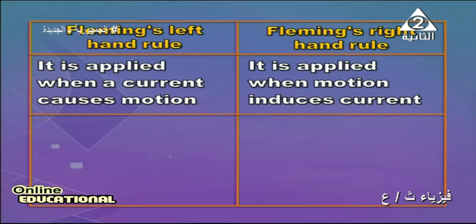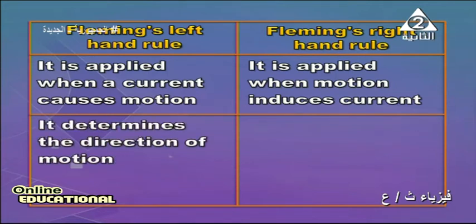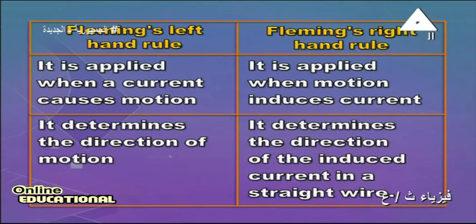Fleming's right is applied when we start with motion, and motion induces current. Your attention. We moved the wire, yes, between the two poles of a magnet, and a current is produced. This happens with Fleming's right. But if a current is allowed to flow and motion occurs, now this is Fleming's left. Fleming's left is used to determine direction of motion, but Fleming's right is used to determine direction of the induced current.